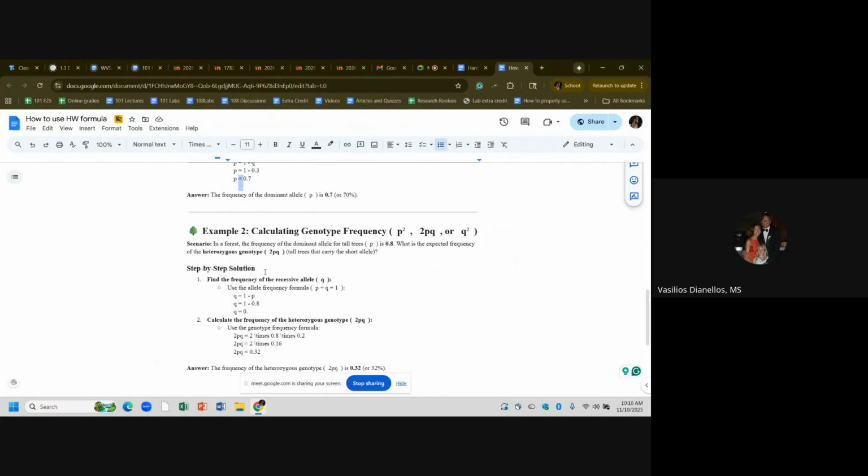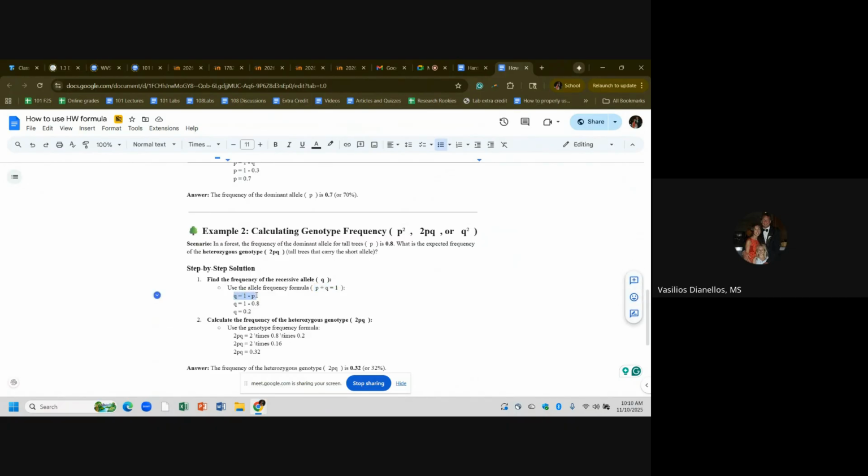So step one, find the frequency of the recessive allele. We know p, so let's very simply figure out what q is. Honestly, just looking at it, it's 0.2. Hopefully for some of you that math is easy: what plus 0.8 equals 1? The answer is 0.2. But let's look at the math really quickly. Looking at this formula, p plus q equals 1, we rearrange that algebraically to say q equals 1 minus p. This formula is the same as that one, just algebraically rearranged.